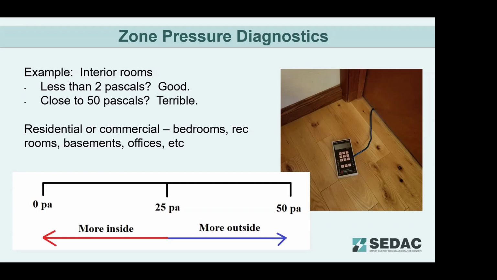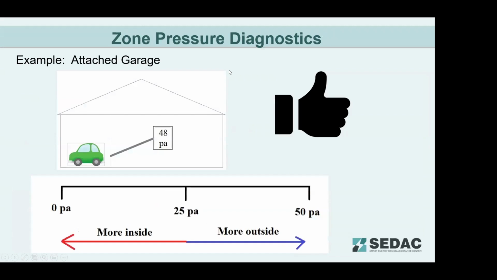So the garage should be closer to that 50, or an attic space or some other unconditioned area. The zone pressure diagnostics is a nice little tool that can very quickly help diagnose where the biggest bang for your buck is. Here's the garage example.